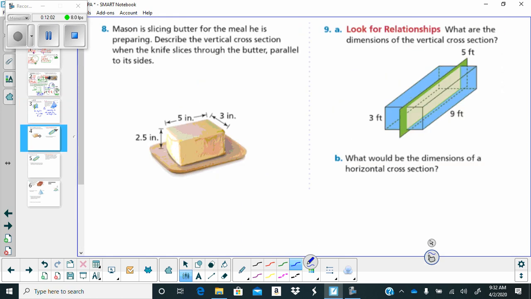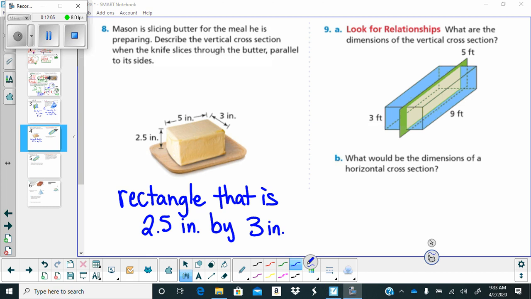Next problem, look at number 8. All right, check your answer to number 8. It is a rectangle that is 2.5 inches by 3 inches. It says describe the vertical cross section. So it's going to cut it right here in half, down here. So it's inside. That's a horrible picture. Maybe something like that. So it's 2.5 up, just like this is 2.5 up, and it's 3 across here, just like it's 3 across here.